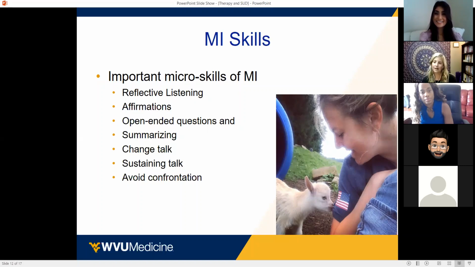Anytime I give a presentation, I always try to get some farm pictures in there. So this is me trying to use motivational interviewing to convince my goat to stop chewing on my shirt. Notice I'm smiling. I'm not judging her for doing it. I'm just hoping I can coax her away from it. She did not stop, by the way. Next slide, please.